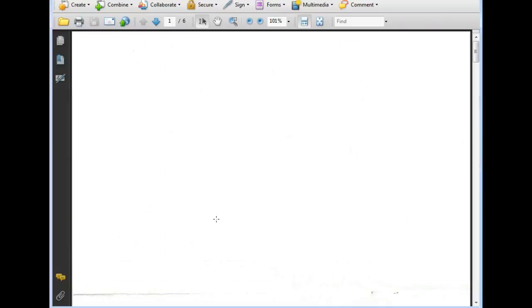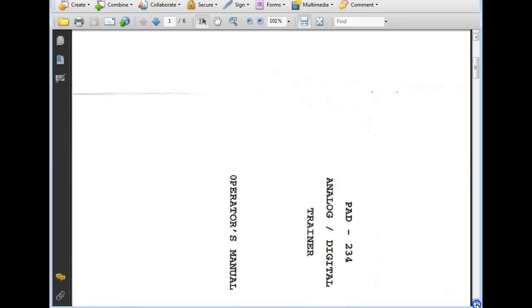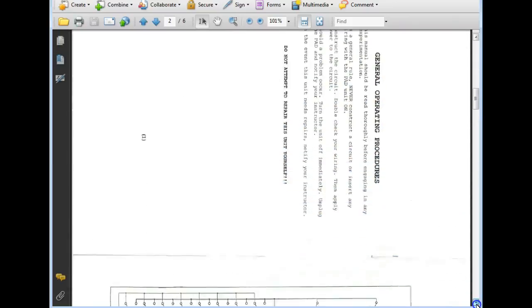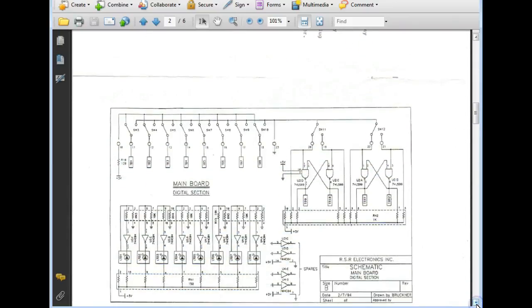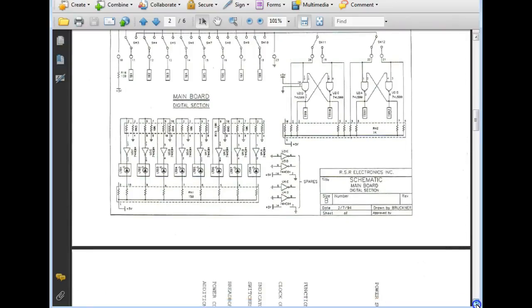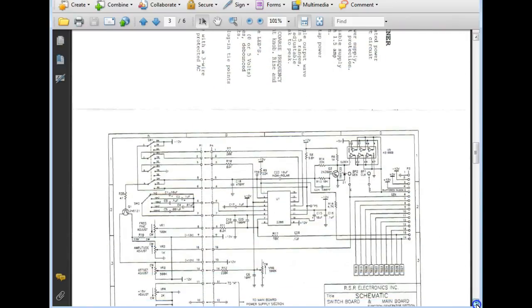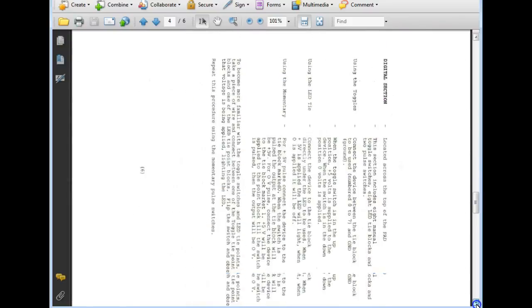Now, what's nice about this trainer, you can use it for both analog and digital, which is pretty neat. We used to use other trainers that were about $400 a piece, and you had an analog trainer and a digital trainer. This guy right here cost less, and it's actually both trainers in one. So this is the power supply section.